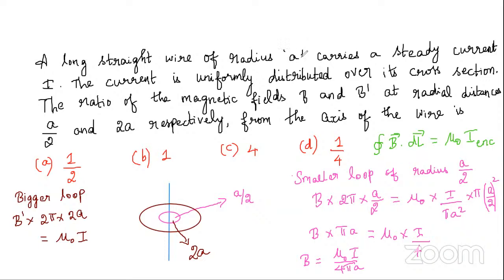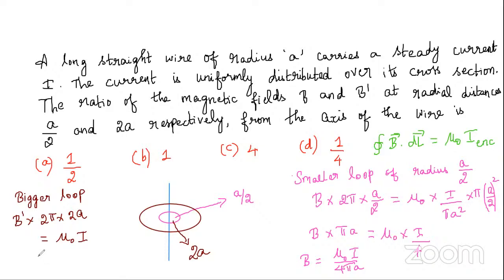Because the straight wire is having the radius a, and the magnetic field B is at radial distance a by 2, which is a smaller distance than this radius. That means the current is uniformly distributed inside the loop. So that's why we have found out current per unit area multiplied by the area of the Amperian loop. But here for B prime, the radial distance is 2a. So that means it is much greater than the radius of the wire. That means it is lying outside. So the total current enclosed is mu naught into I as such.